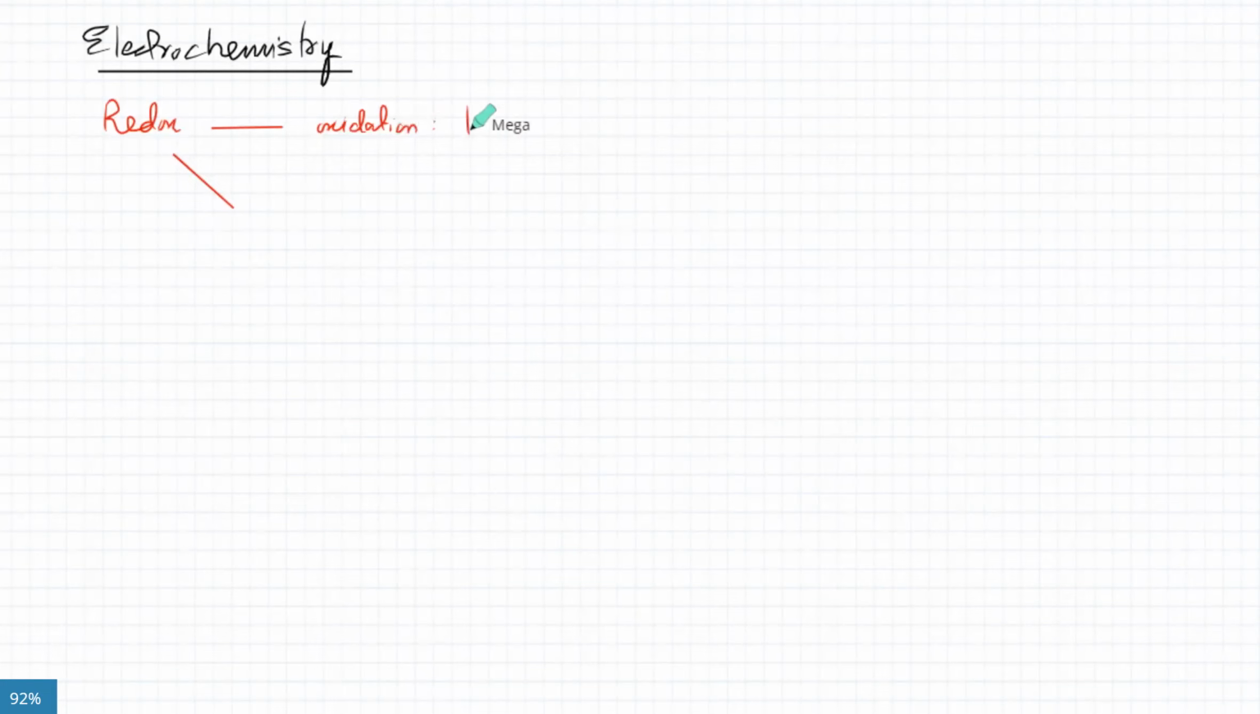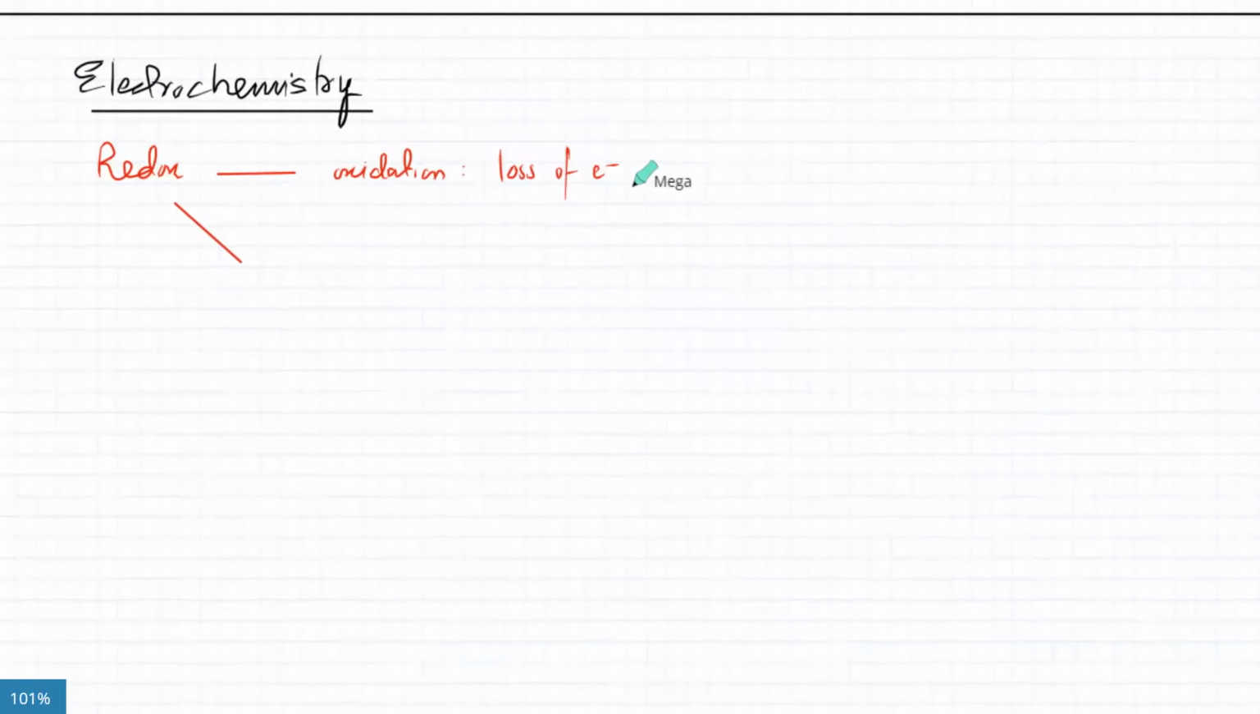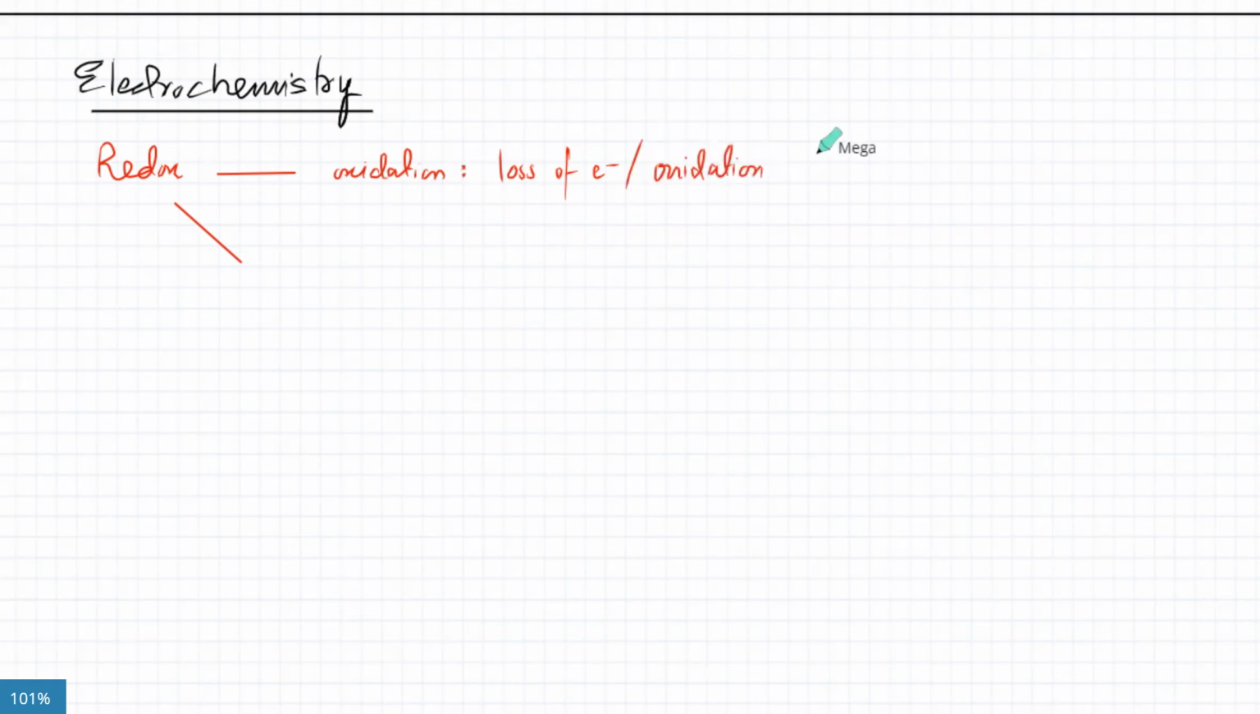It's when something loses electrons, that is what oxidation is. It's the loss of electrons, and when something loses electrons, its charge increases, which we're going to call oxidation state. So the oxidation state increases. And vice versa, you have reduction.